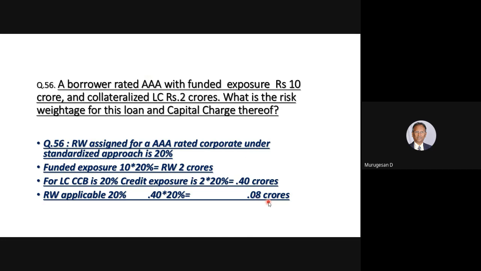So like that, you pick up the correct answer. Total 2.08 crore, how did I get it? For funded exposure, 2 crore. Non-funded exposure, 0.08. Total exposure, 2.08, because they are enjoying funded limits also and non-funded limits also, LC. So this is how they will ask you. Super question. One mark, you have to work like this.